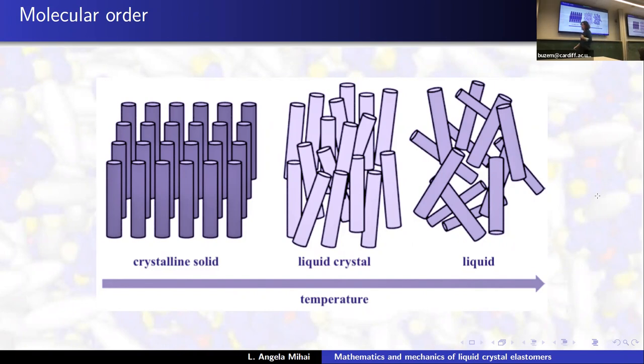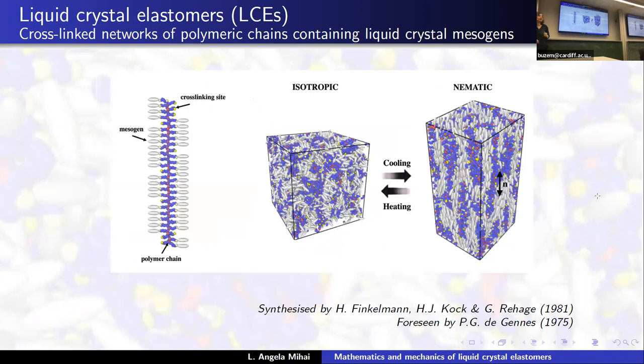Now, what I'm going to tell you about is the liquid crystal elastomers. So what are these? Liquid crystal elastomers are cross-linked networks of polymeric chains containing liquid crystal mesogens, meaning they're actually rubber polymers combined with liquid crystal mesogens. This is a new material which was foreseen by De Gennes in 1975, but it was only synthesized later in the 1980s. And this material has the great property that it's highly responsive to environmental changes, such as changes of temperature, light, electric or magnetic field, much more than rubber would be.